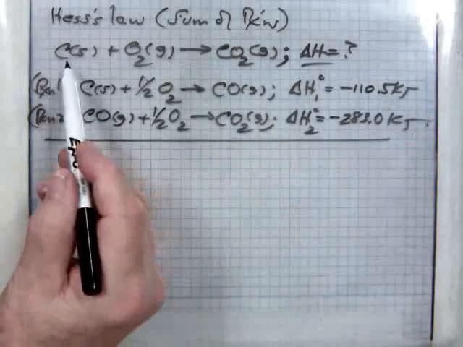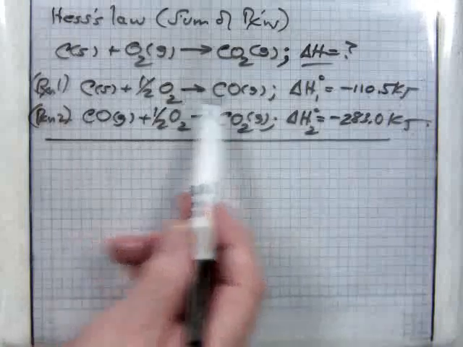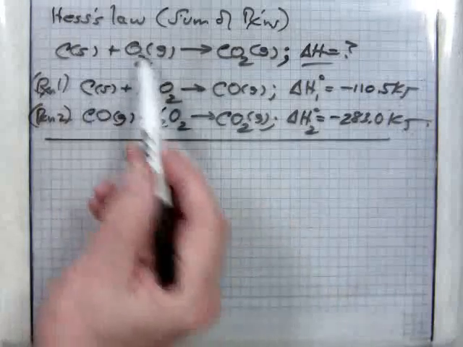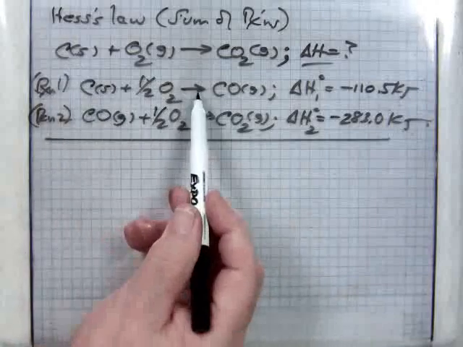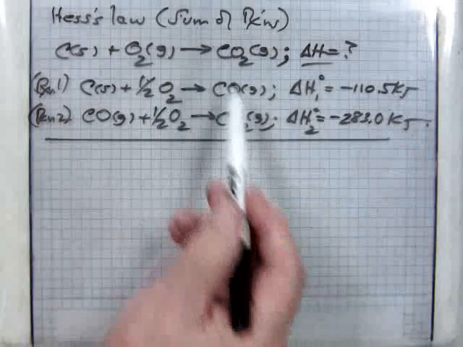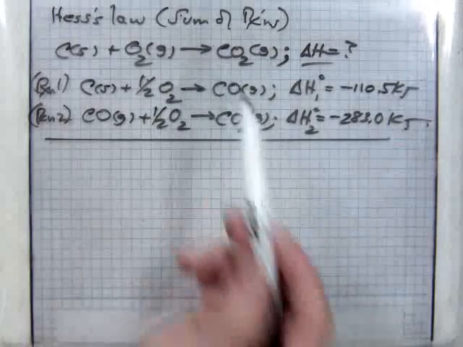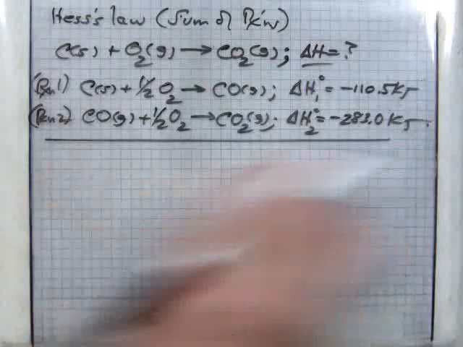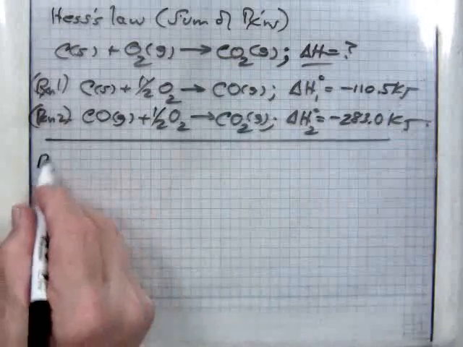So we look at this and say, okay, what do we do to the first reaction? Well, actually, nothing, because carbon's on the left of the arrow, oxygen's on the left of the arrow, and so is, we have carbon monoxide, which we need to get rid of. So I'll come down here, I'll put a line under here, and I'll write reaction 1 again.